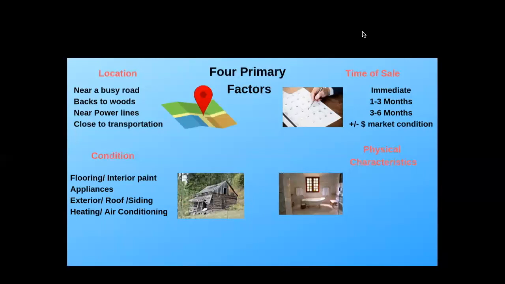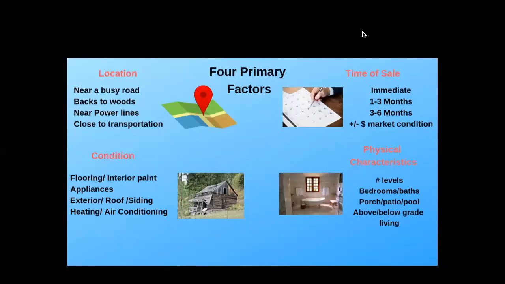The next factor is the condition. How well kept is the home? Have they updated appliances, roofs, windows, siding, heating, and air conditioning? Then we want to compare the physical characteristics. And that has to do with how many levels, the bedrooms, the baths, pools, porches, above grade and below grade living.